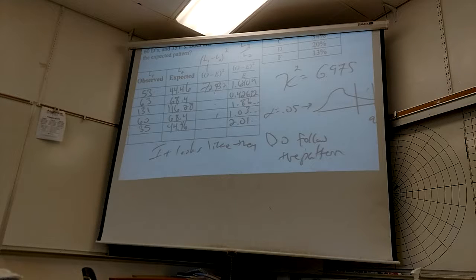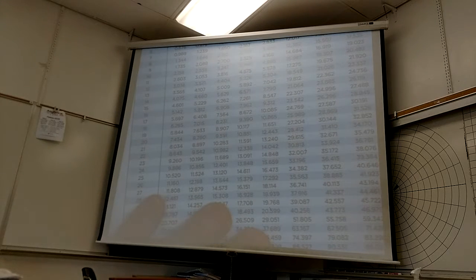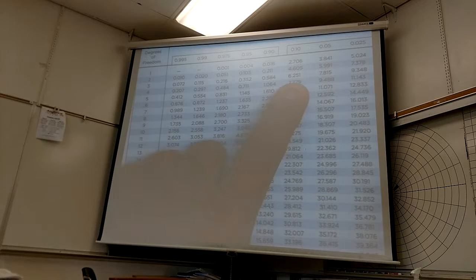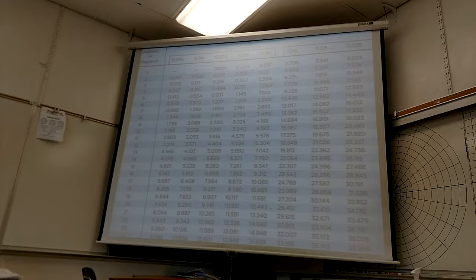So what if alpha would have been 0.10? Would this be different? We still would have known. Yeah, it still wouldn't be enough. It makes it easier to pass, but we only got 6 point whatever. You still would fail. It still would look like they do follow the pattern.